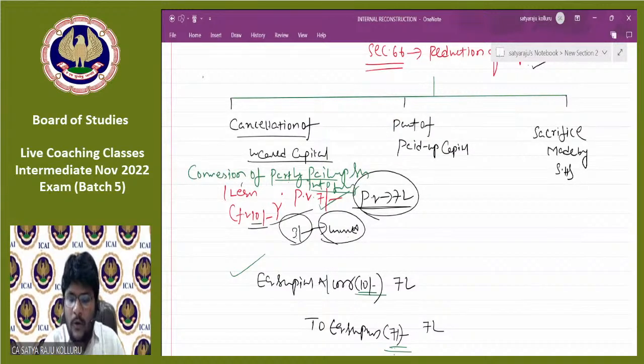So then what about payment of the paid up capital? Let me take the same example. 1 lakh equity shares are there.